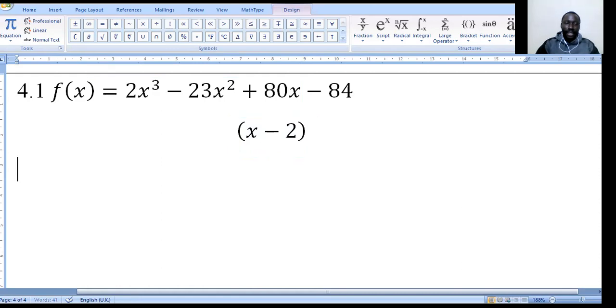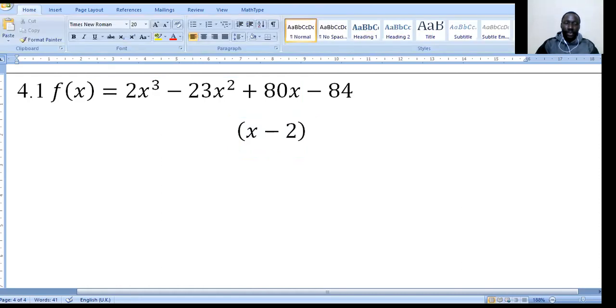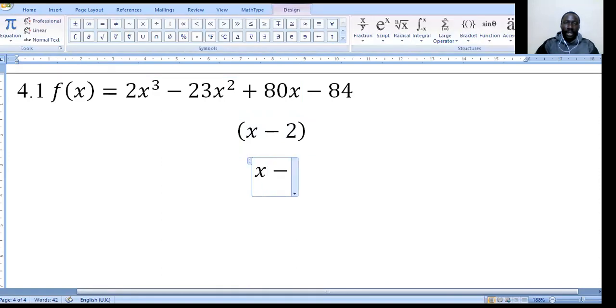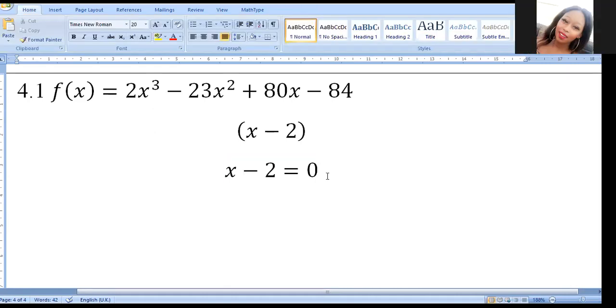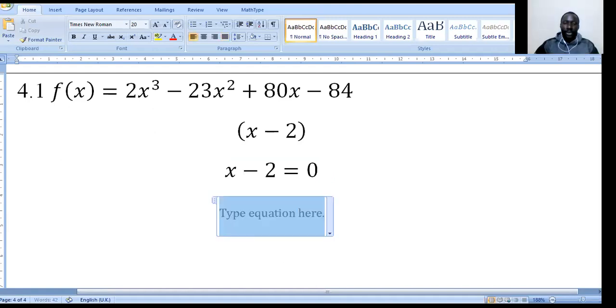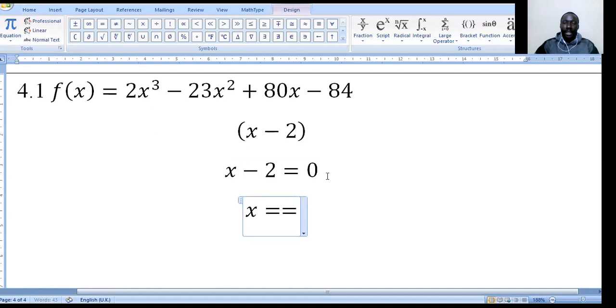Now, to prove that, we first have to solve x minus 2 equals 0. When we solve, we get the value of x, and x in this case is equal to 2. So we go ahead and put x equals 2. This is what we have got so far.